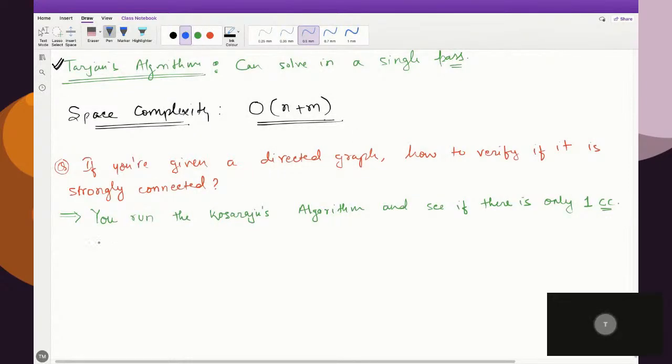So you can probably do one or two DFS inspired from this algorithm itself, but the time complexity is going to be order n plus n. Okay.